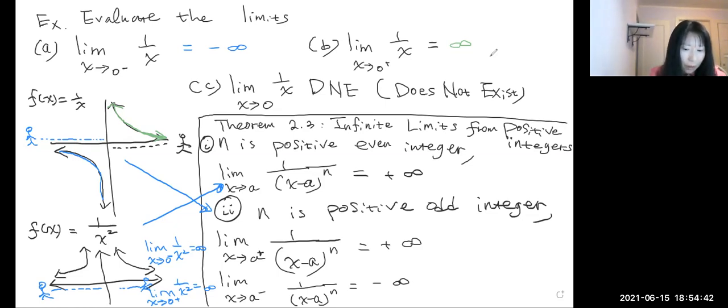All right. We're going to talk about the vertical asymptote.